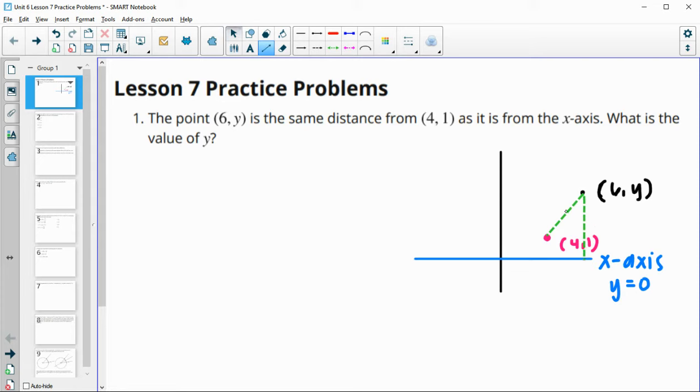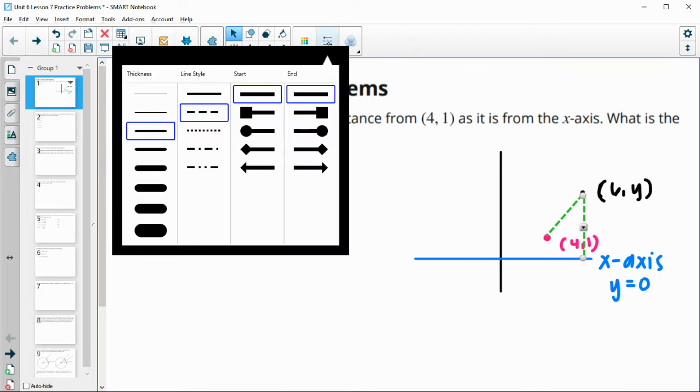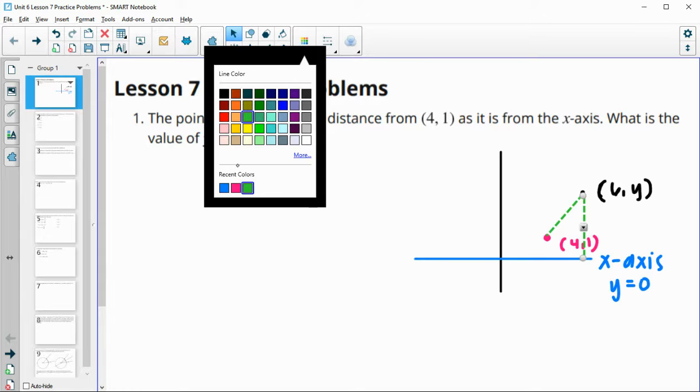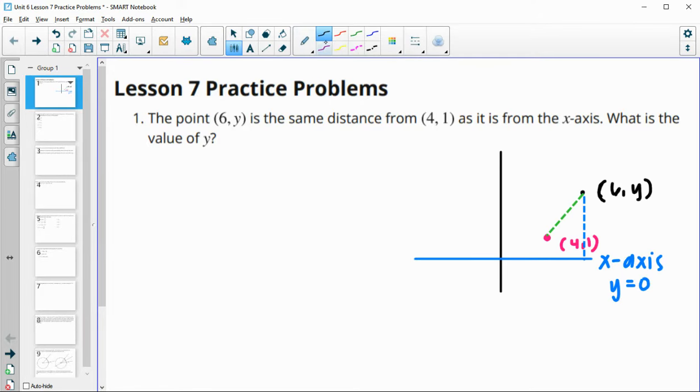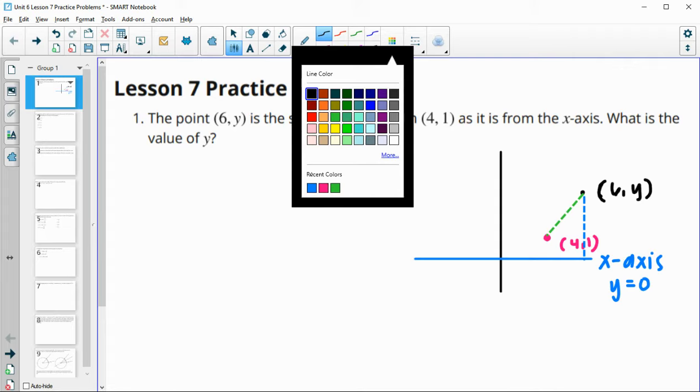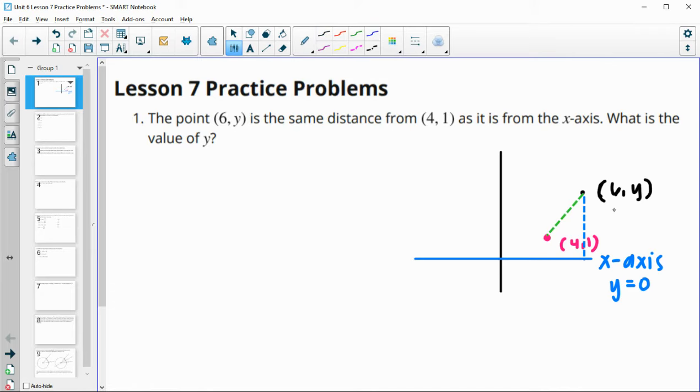So we know that this distance down to the directrix, since the x-axis is the line y equals 0, this length right here is equal to y minus 0, or just y. That means this other distance would also be equal to that by definition, since it's on a parabola.